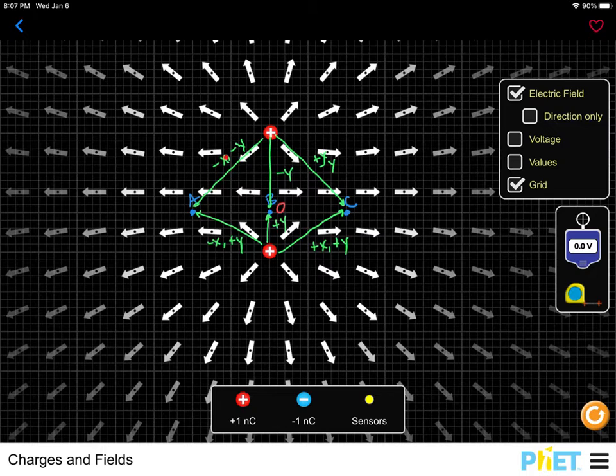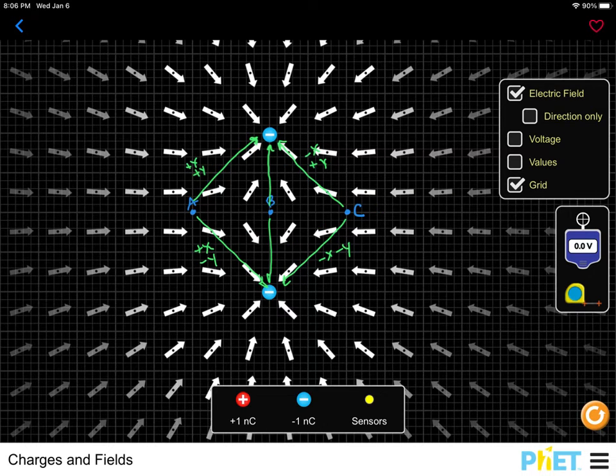So this is a negative x, this is a negative x, but this is a negative y, and this is a positive y. So the y components cancel each other out, and we find that the field line points to the left. And on the other side, this is positive x, so those add together, but this is negative y and this is positive y, so they cancel each other out. So we get that the field line points to the right.